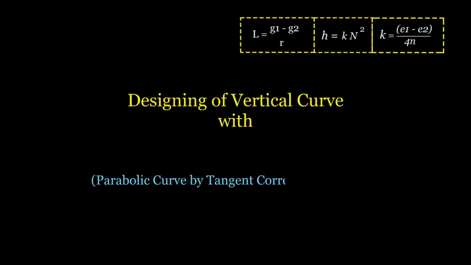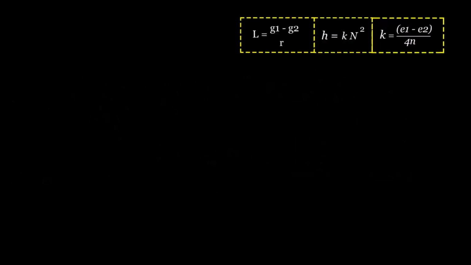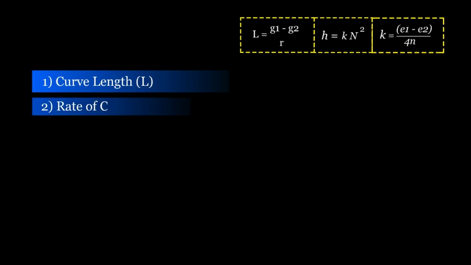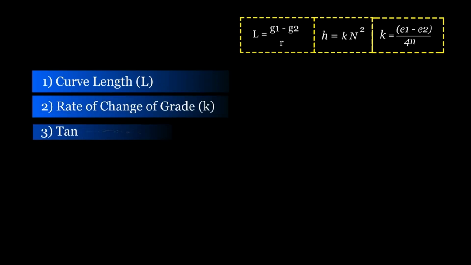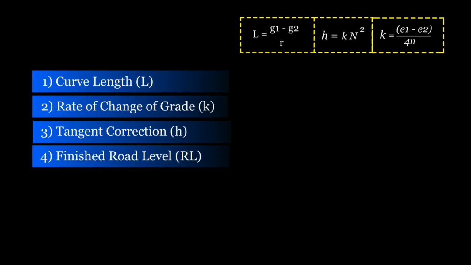Designing a vertical curve using derived formulas. In this section, we will go through the process of designing a vertical curve with practical calculations. We will cover: 1. The curve length. 2. The constant value of rate of change of grade, K. 3. The tangent correction, H. 4. Finally, the calculation of final reduced levels of the finished road surface. We will go through a sample design calculation using the tangent correction method.